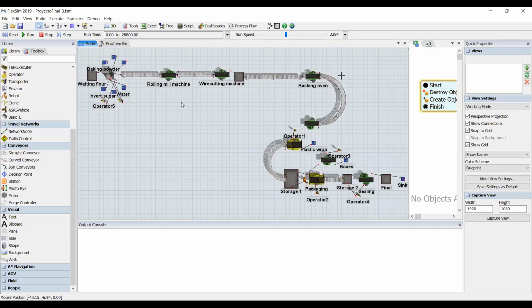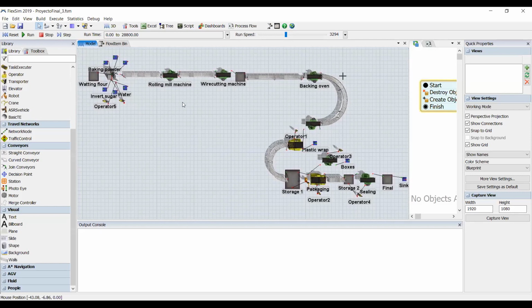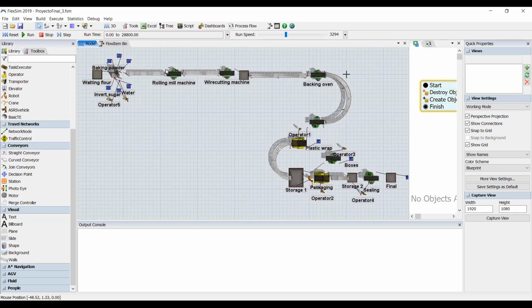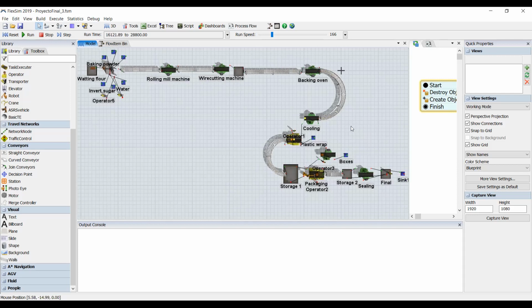We can see here the simulation that we made in Flexsim. We have all the sub-processes mentioned previously. So we can see that in this case every 15 minutes a mass of flour arrives to the process, and then after every sub-process the cookies are made.